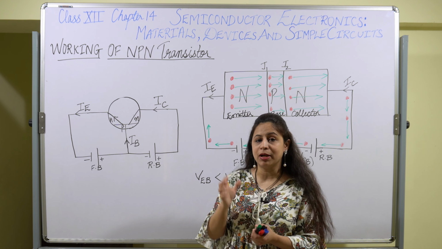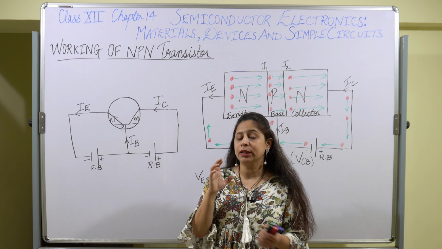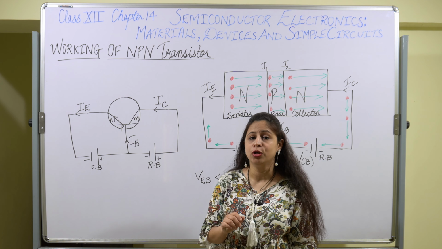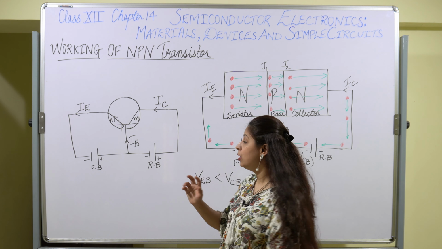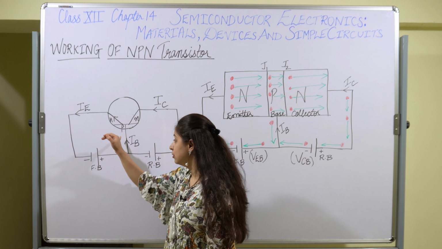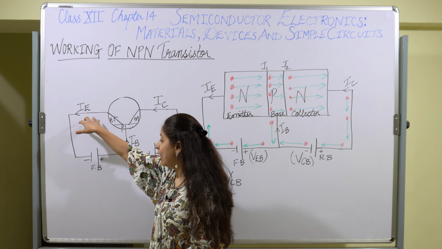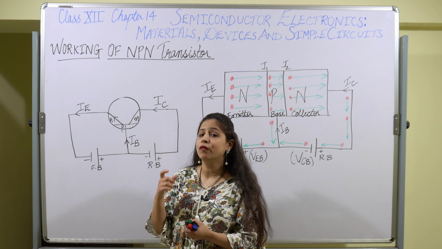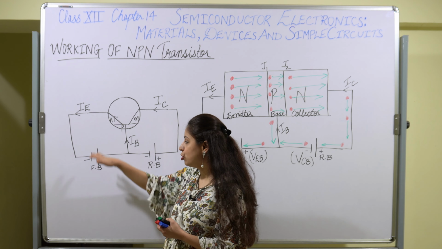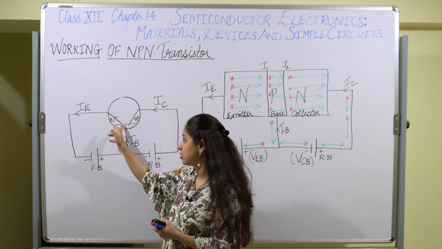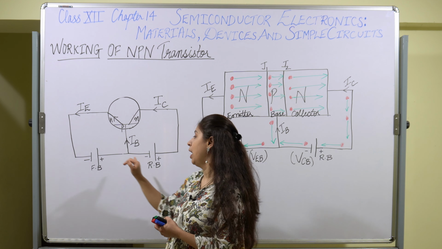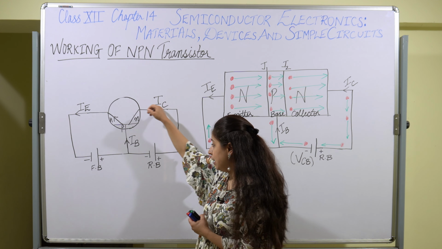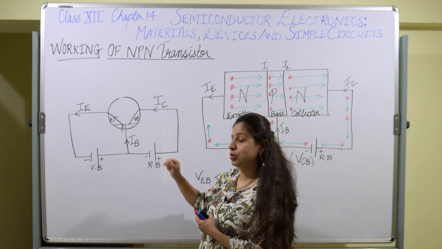In order to work my transistor as an amplifier, we already know that the transistor should be connected in the forward active mode. So in the forward active mode, this region, my emitter to base region, should be connected in the forward bias condition. And in order to make it forward bias, this N-type semiconductor is connected to the negative terminal, and in order to make the collector to base region reverse biased, this N-type semiconductor is connected to the positive terminal.